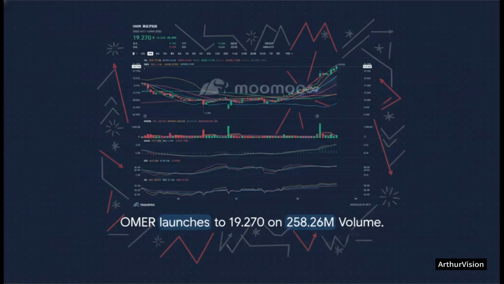Let's move to a second case study, OMER, ticker OMER, just to prove the repeatability of this quantitative model. Once again, we see the BOLL bands tightly squeezed right before the move. Then, the price violently launches. We see a massive green candle rocketing up to 19.270, breaking cleanly away from the BOLL midline of 14.446. And just like we did with AVAH, we have to check our volume confirmation. Down below, we have an explosive 258.26 million in volume absolutely backing this move.